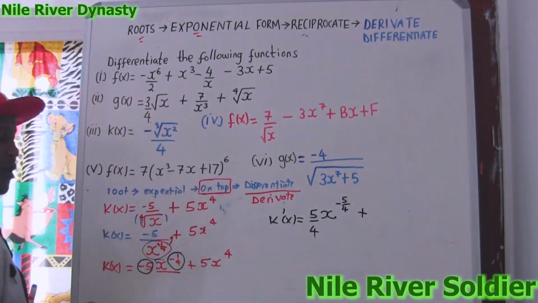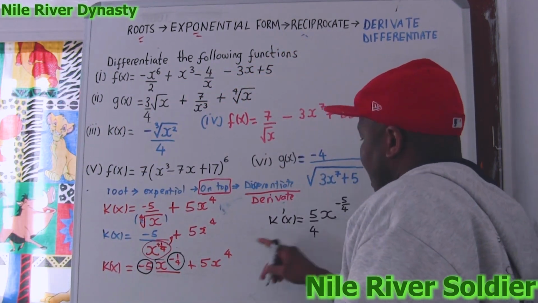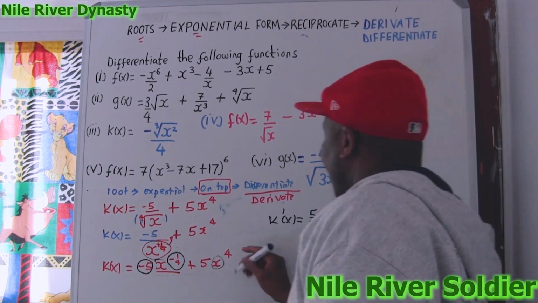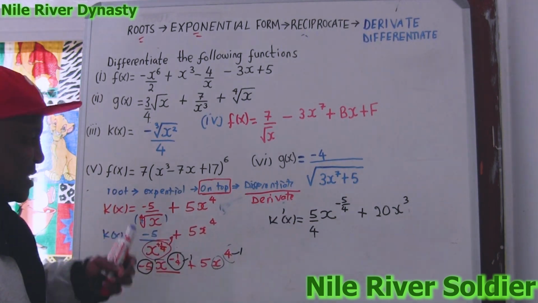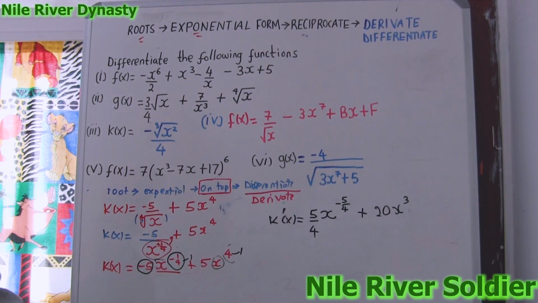Now we count for the second one. Oh, it's also exponential, so we can do the same game. 4 times 5 equal to 20. Take this one, drop it. 4 minus 1 equal to 3. You must take this one, whatever is there, minus 1. Same here, this one minus 1, you get negative 5 halves. So we're done. We have already differentiated. And don't forget to write your prime here. So then after that, we're done.